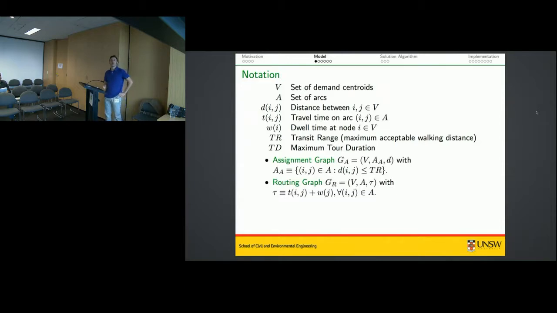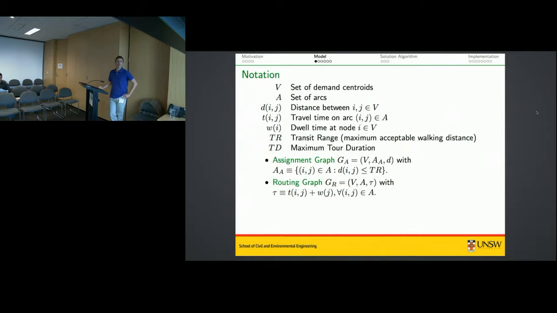From this notation, we can extract two graphs. The assignment graph, which will be composed of all links which have a distance lower than the transit range. So in this graph, we are looking at how people can walk. You cannot walk further than TR, and basically, this graph is a subgraph of the graph formed by VNA, where only a subset of the links are maintained.